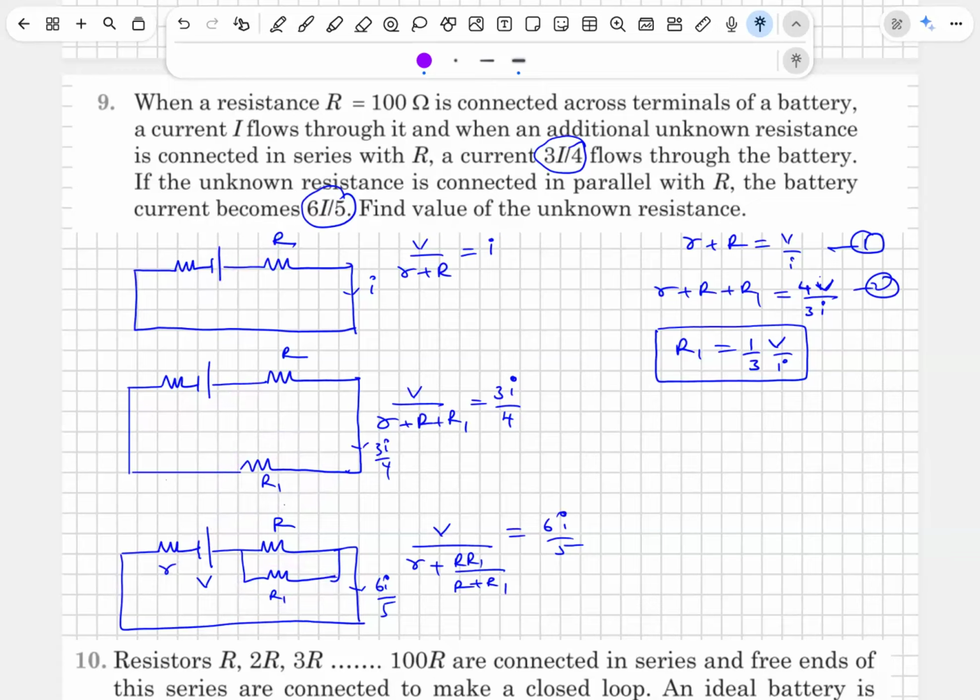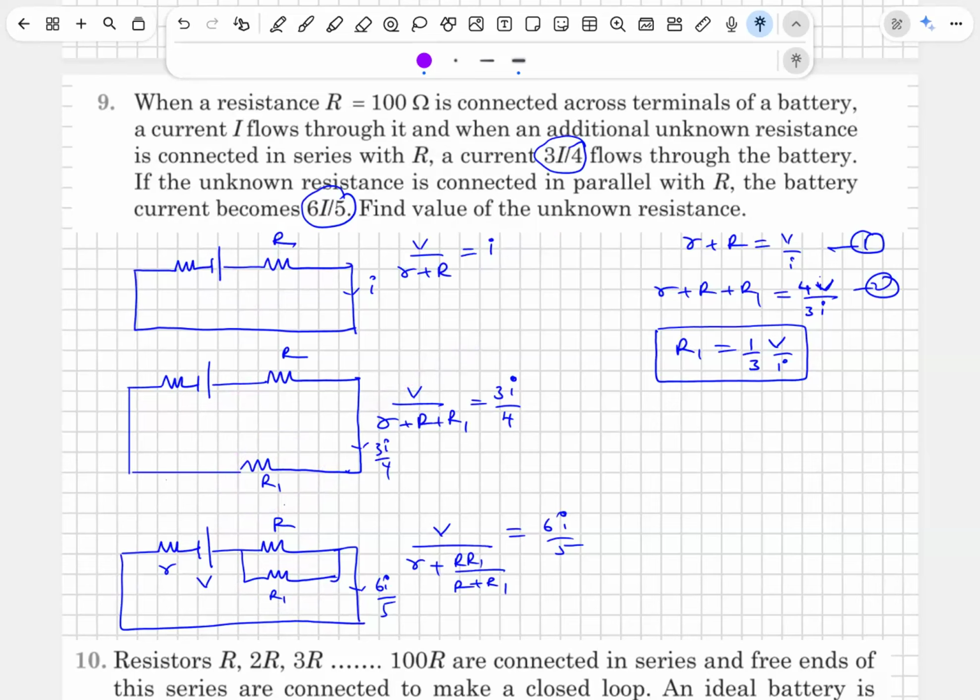What is the first information? In this, I is the current. So V by (r plus R) is I. That's known. When R1 is additionally connected in series, this is the situation. V by (r plus R plus R1) is equal to 3I by 4. That is also given. Next, another information.